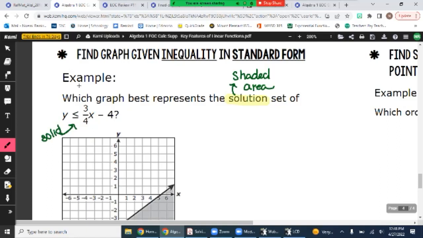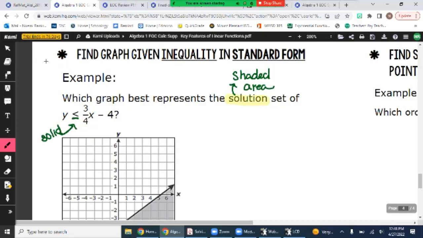Solid, which is why I gave you the 2 answer choices that are solid. If you look at that line under the inequality, it's a solid line. Easiest way to remember. So you can at least narrow it down, even if you don't know how to solve for y. From there, there's 2 different ways to actually figure this out.